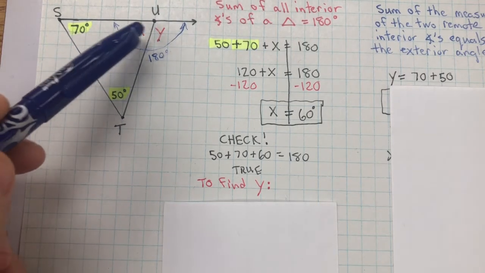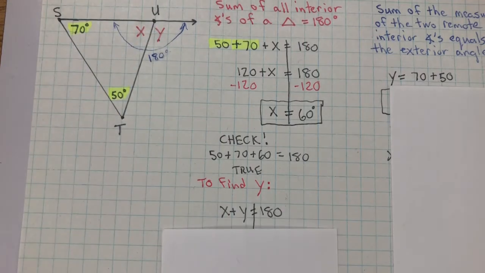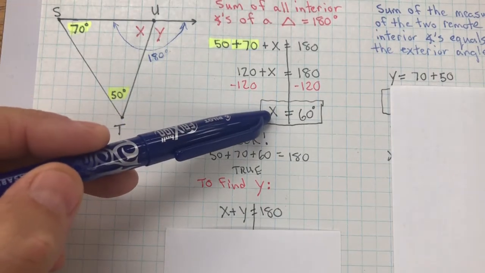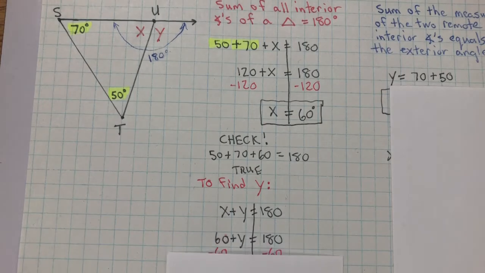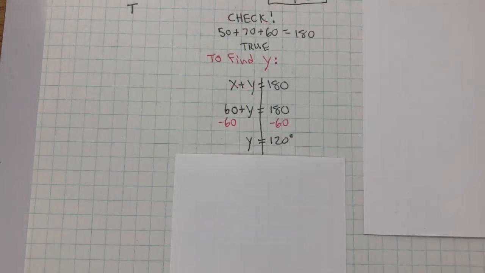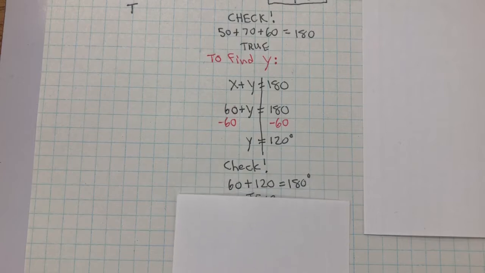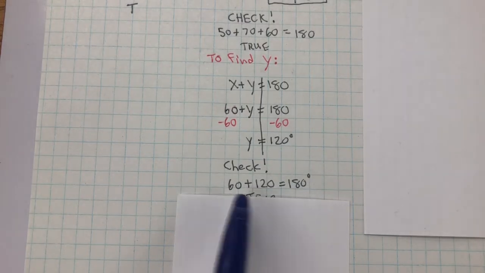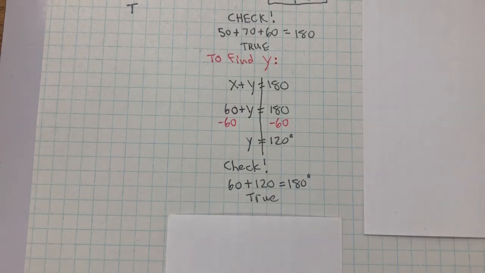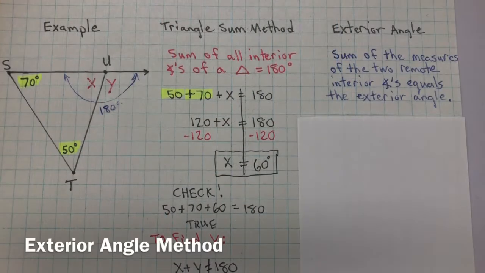So we know that x plus y should equal 180 degrees. And we just found that the value of angle x is 60 degrees. So we have 60 plus y equals 180. Inverse property of addition is subtraction. So we're going to subtract 60 from both sides. And we get y equals 120. But we still want to check. So remember that x plus y should equal 180, and 60 plus 120 does equal 180 degrees. So we just did the triangle sum method.